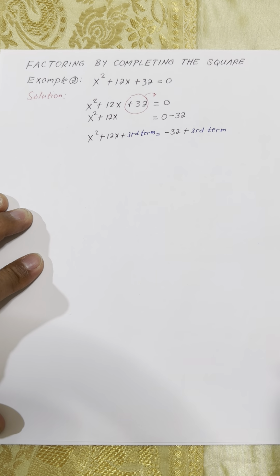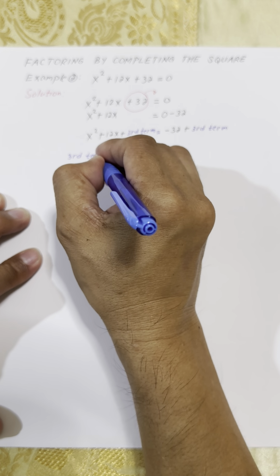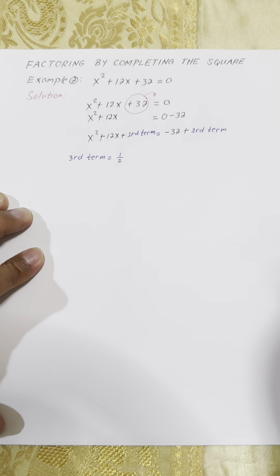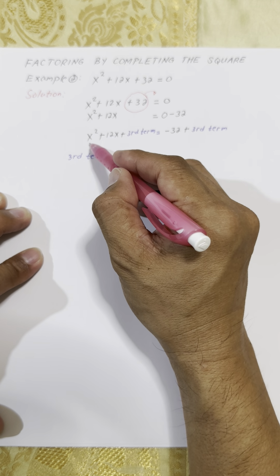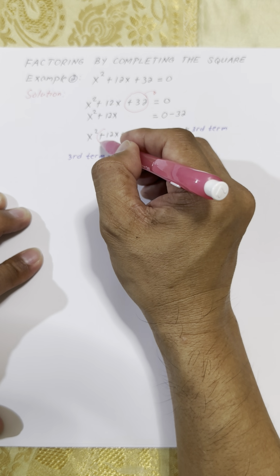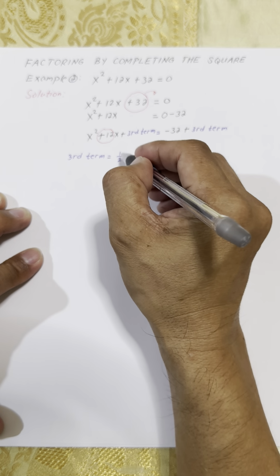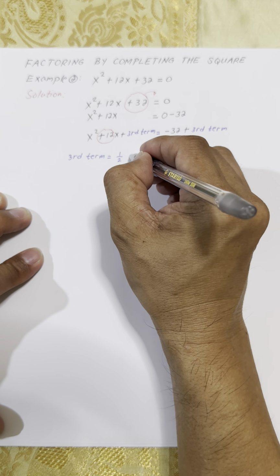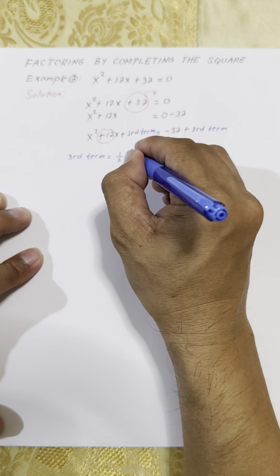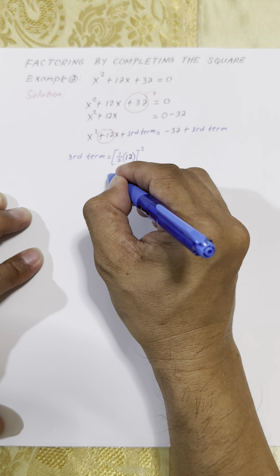So what is the formula of the third term? The formula of the third term is simply 1/2 of the coefficient of the middle term. So what is the middle term? We have first term, second term, third term. So this is the middle term. So the coefficient is this one, positive 12. No need to write the positive because that is already understood to be 12. Okay, so 1/2 times 12, then the result of multiplication raised to power 2.